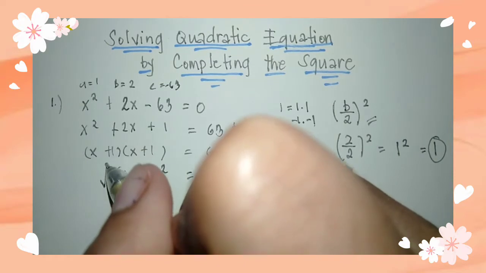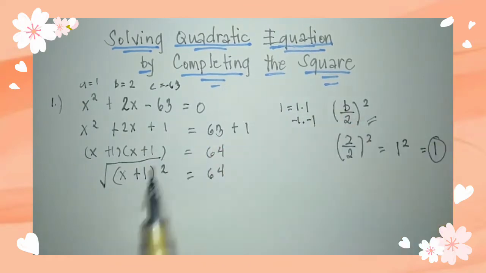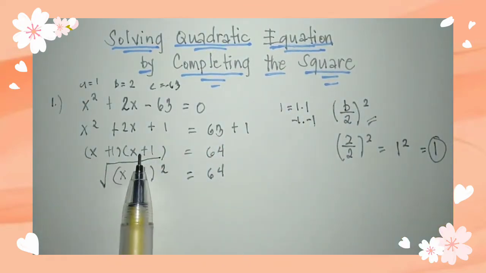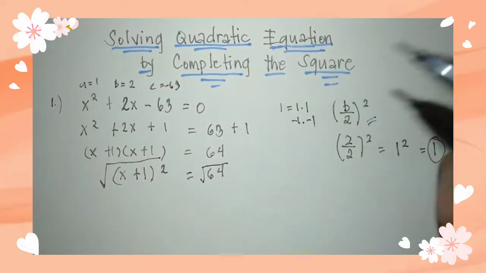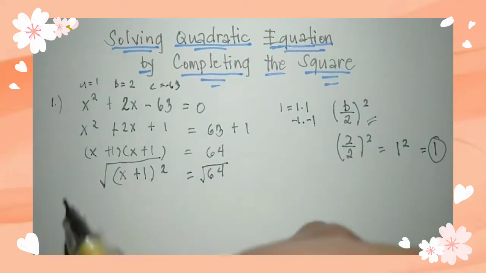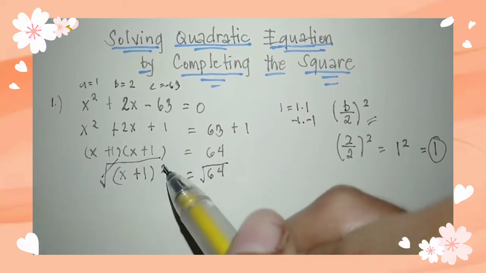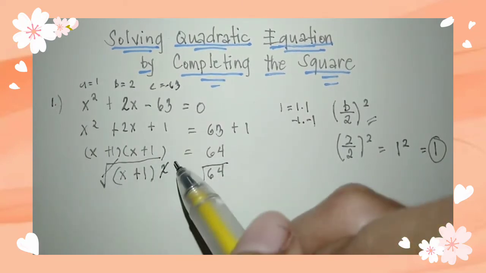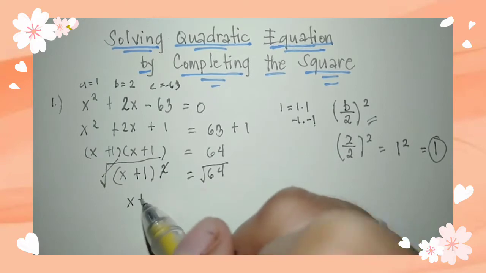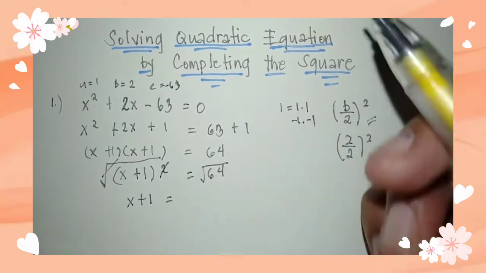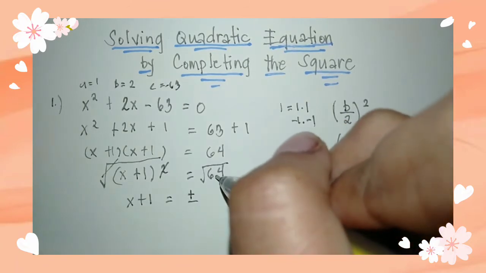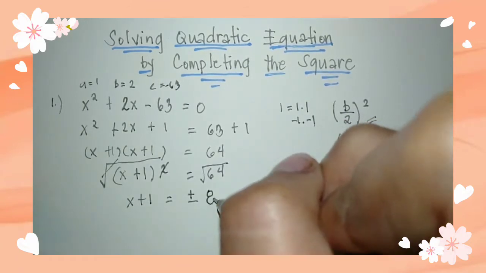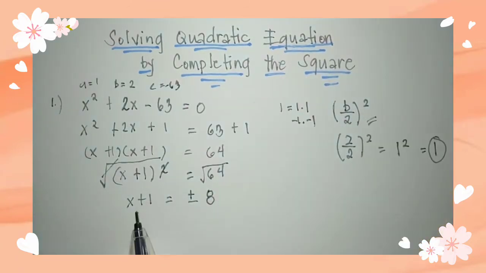So, we have square root of x plus 1 squared. Remember, kapag naglagay ka ng square root sa isang side, kailangan maglalagay din tayo ng square root sa kabila. Alright. And then, what we are going to do is to cancel square root and squared. So, natira na lang si x plus 1 is equal to positive and negative square root of 64 is equal to 8. So, we have x plus 1 is equal to positive and negative 8.